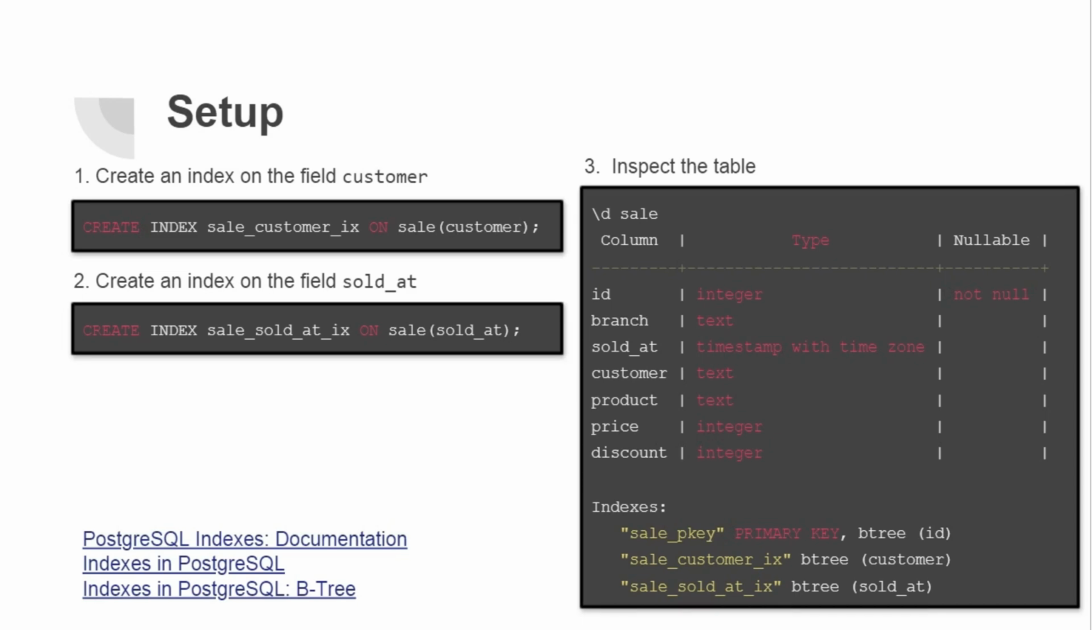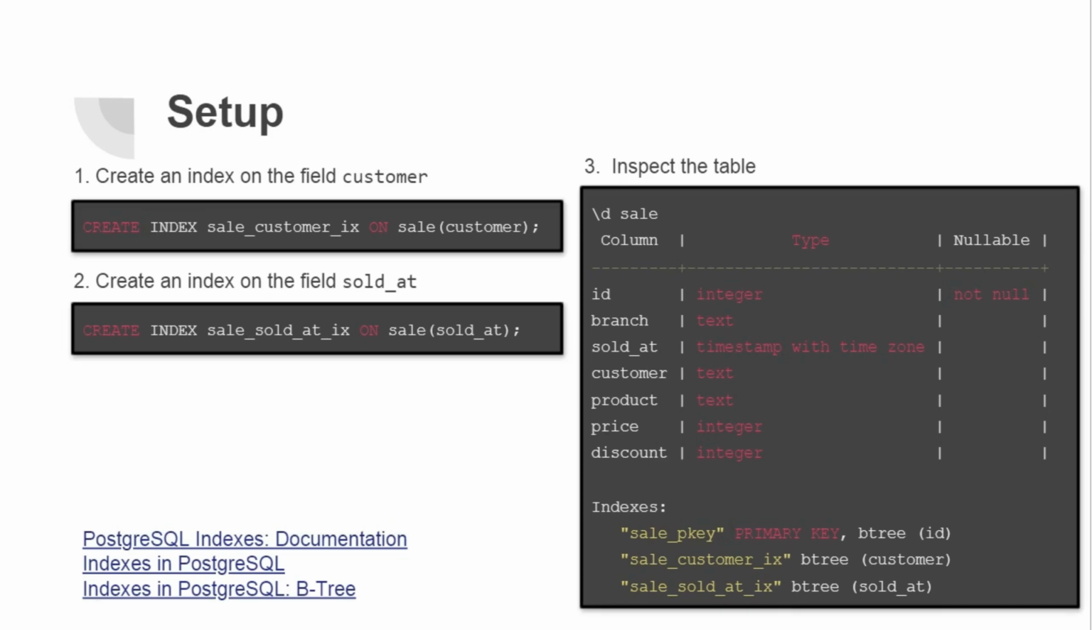Okay, so after you create the two indexes, you can inspect the table. In psql, you can do \d sale. In DBeaver, this is not available, but you can see that two indexes were added, two indexes of type B-tree.